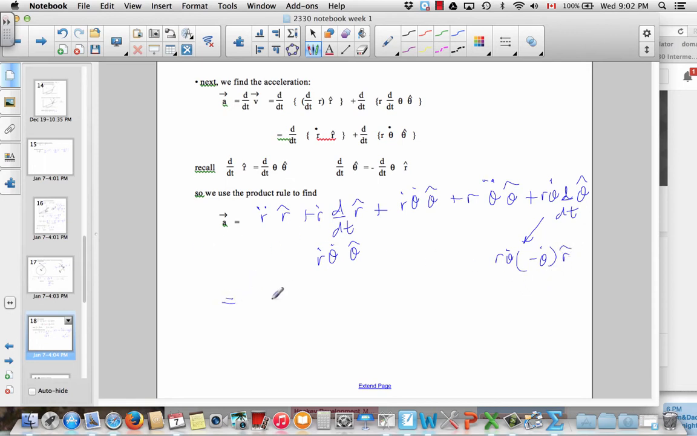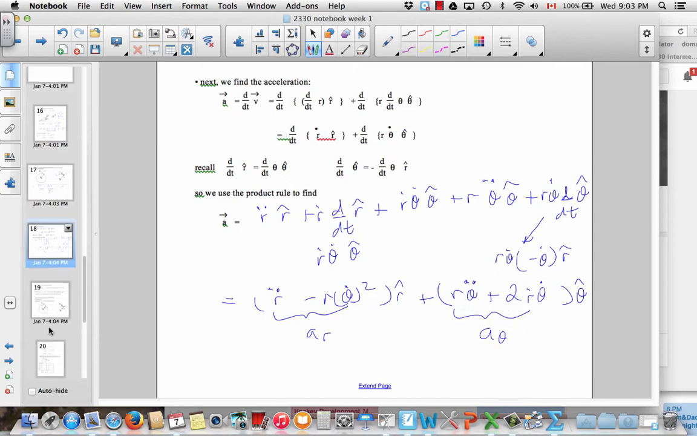So now we'll gather all the radial terms, and you see we've got r double dot minus r theta dot squared. So that is the radial acceleration. And then in the angular direction, we've got r theta double dot, and then we've got two r dot theta dot terms. So that's the acceleration in cylindrical coordinates.